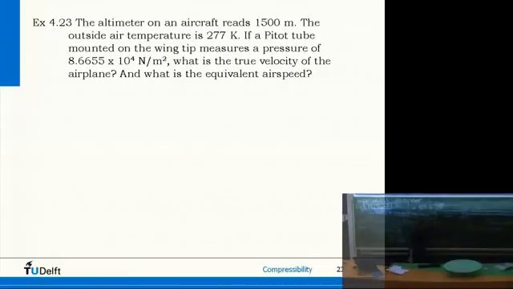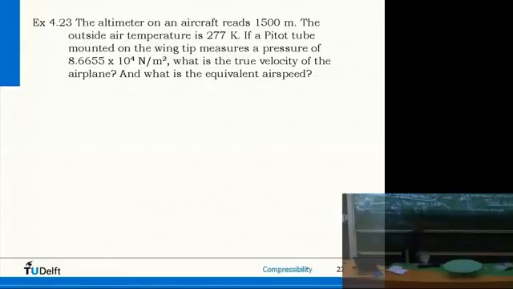So how much difference? We just computed 62.8, and 58.5, so about 93% of the actual value. So we're off about 10%. So that's equivalent airspeed. Questions? No, then we can continue with our compressible flow stuff.